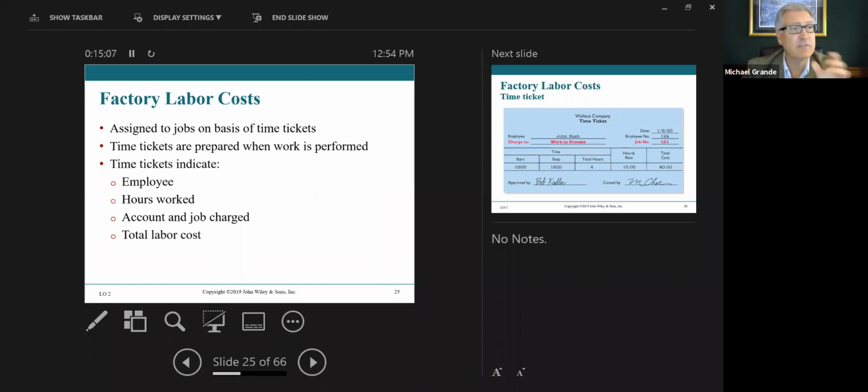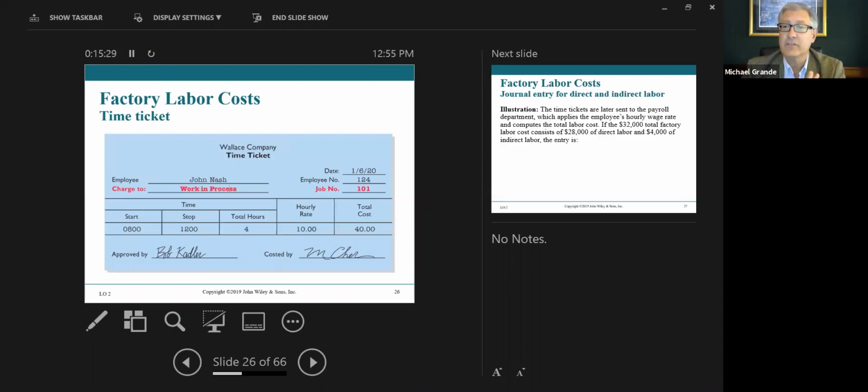Factory labor. Again, this is the wages and salaries of employees who work in the factory. It is assigned to jobs on the basis of time tickets or time clocks. Time tickets are prepared when work is performed. Time tickets indicate the employee, hours worked, account and job charged, and total cost. So this is a time ticket for this particular employee. He worked 4 hours at $10 an hour on this particular job, job number 101, for $40.